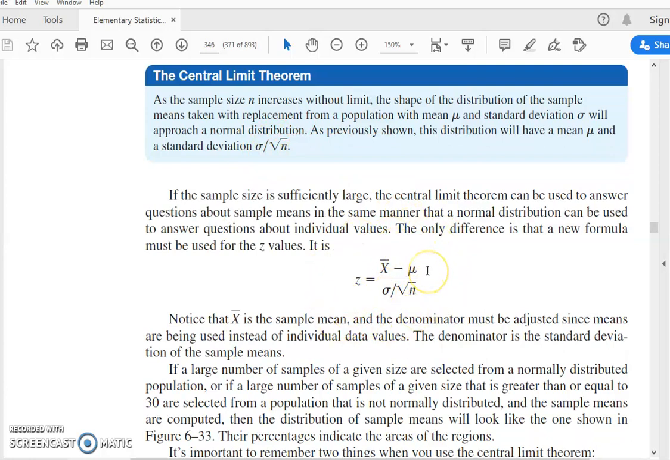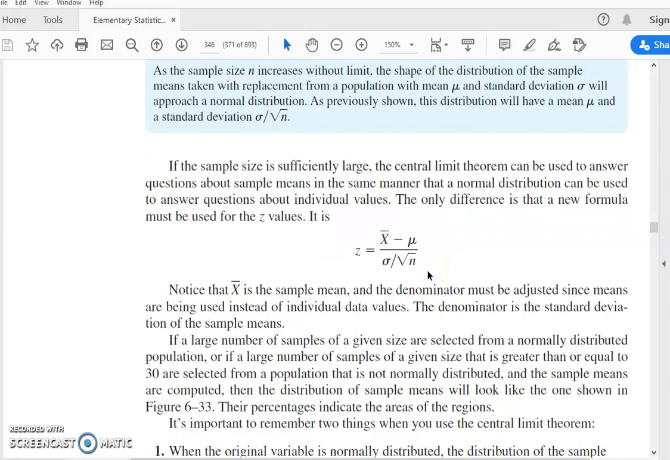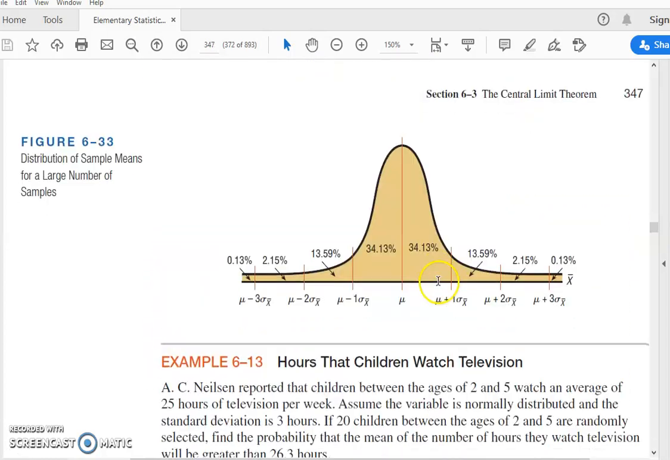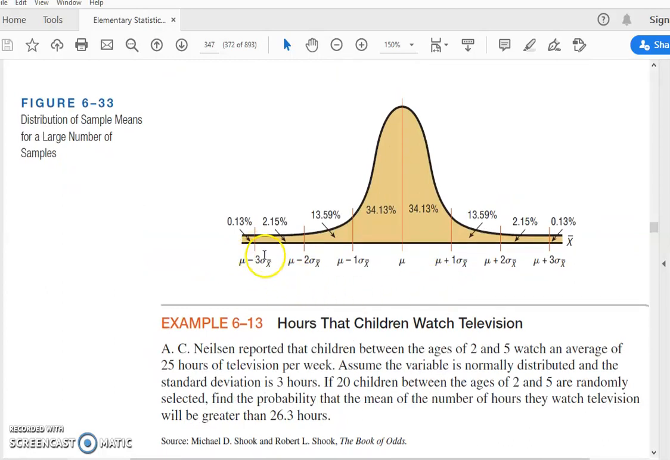Boom, there it is. Okay, this is what we talked about when we were in the central limit theorem. Okay, it's normally distributed. So this is what it looks like. Here's my cartoon. Here's my mu. 34, let's just round it off. 34% will be to the right, 34% will be to the left of how much? Mu plus 1 sigma sub x bar.